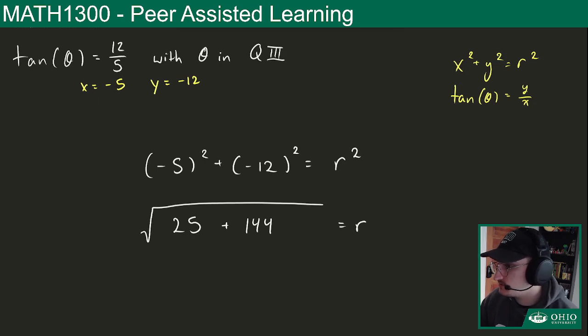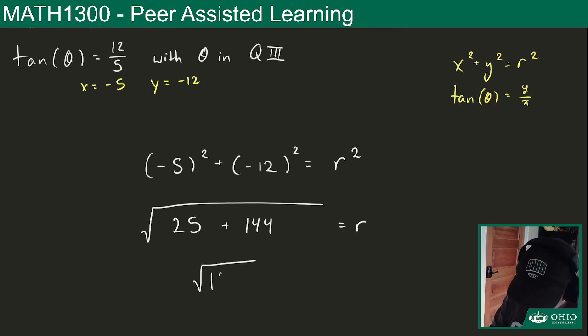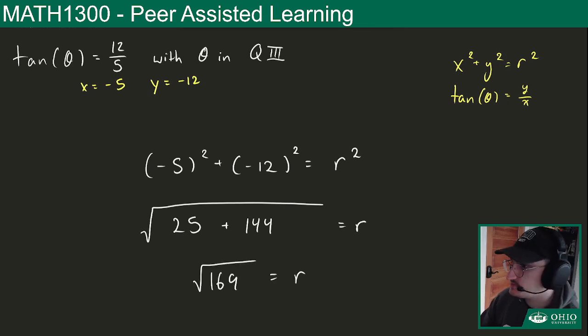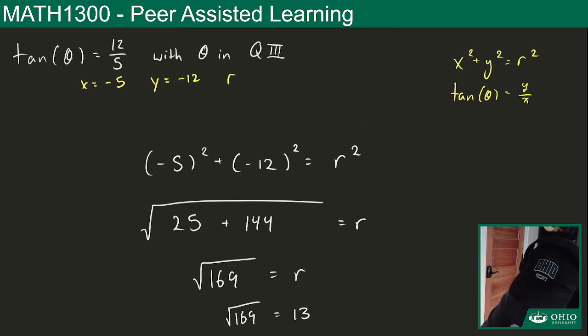So let's see, I'm bad at mental math. That's going to be the square root of 169, and I believe that is equal to 13, but let me just check. Yes, that is 13. So r is 13. Keep in mind, since r is a radius, distance cannot be negative, so r is always going to be positive. You can just take that for granted.